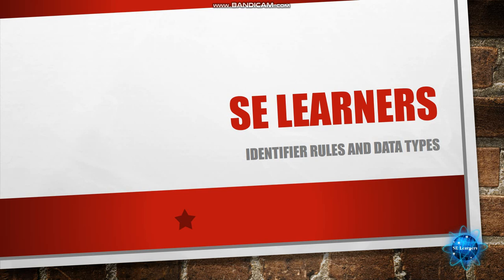Hey guys, in this video I'm gonna tell you about identifiers and its rules in Java. So basically, identifiers are the names of something that appears in a program, such as variables, constants, functions, and classes.